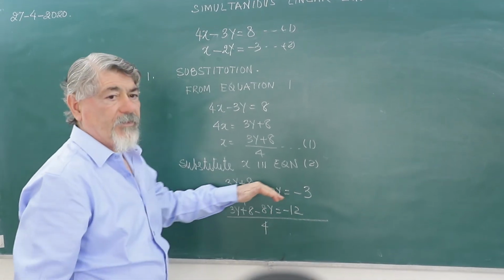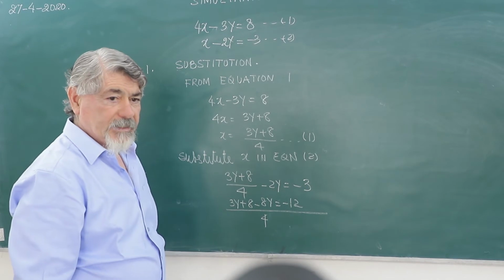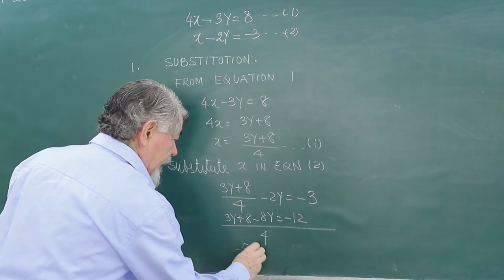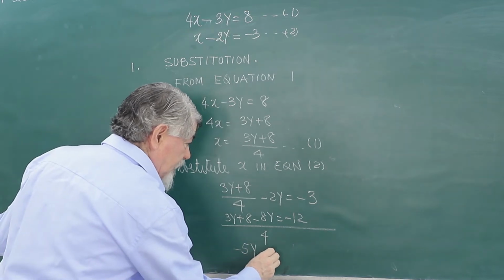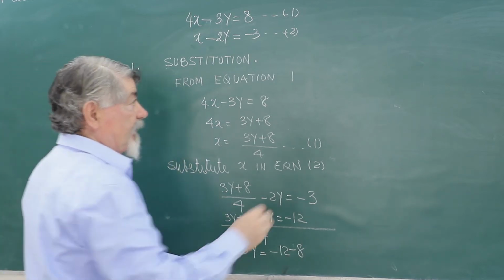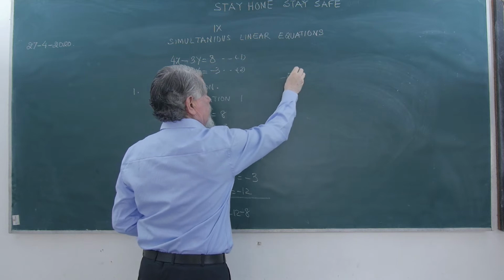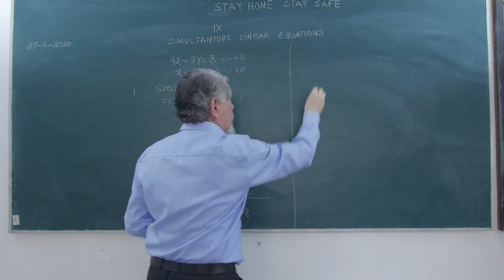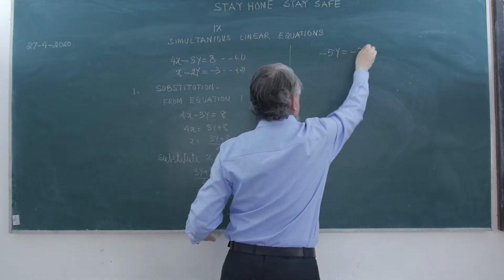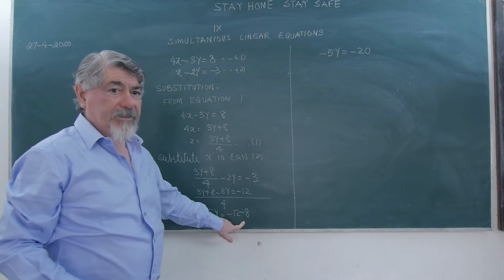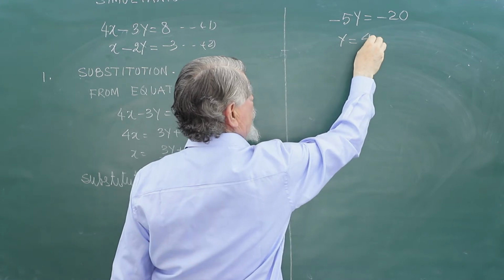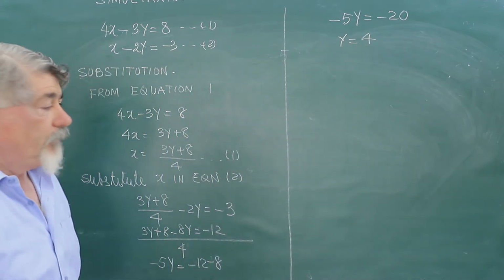I have taken the LCM of the left side as well as the right side. Now what do I get? 3y minus 8y is minus 5y, and will be equal to minus 12 minus 8. So minus 5y will come out to be minus 20. Minus 12 minus 8 will give you minus 20. So y will give us the value 4. The value of y comes out to be 4.